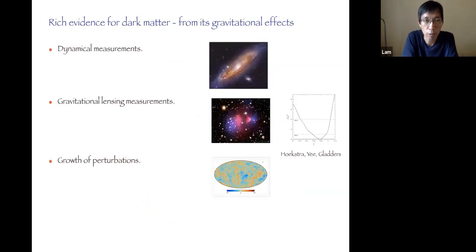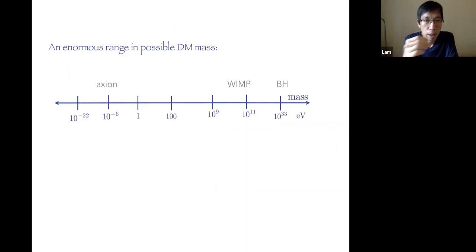So some very general comments that I probably do not need to make for this audience. There's of course a lot of rich evidence for dark matter, largely from its gravitational effects. So I'm going to just skip these bullet points because they are very familiar to most of you. We know dark matter exists based on an abundance of evidence. We have very little idea about what it is.